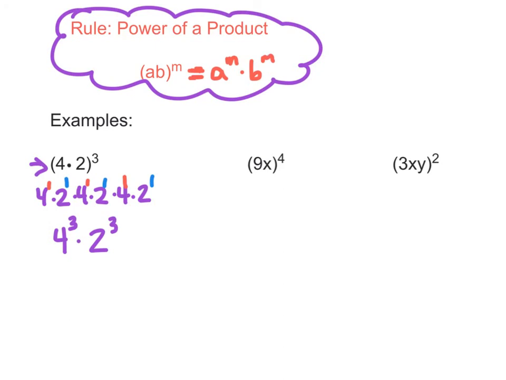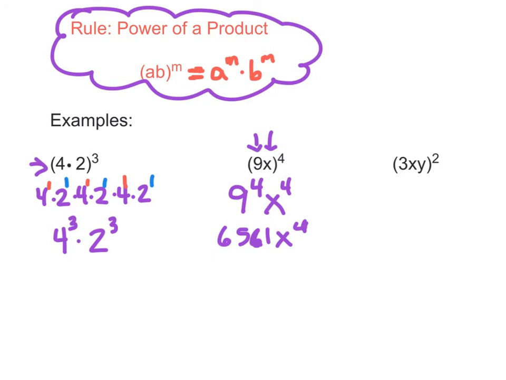Okay, so if we look at the next example, we've got 9 times x raised to the 4th. So we need to take each piece that's being multiplied in the parentheses, each of those factors, and raise it to the 4th power. So 9 to the 4th power times x to the 4th power. Now, 9 to the 4th power is 6,561. I used my calculator for that. And then x to the 4th.